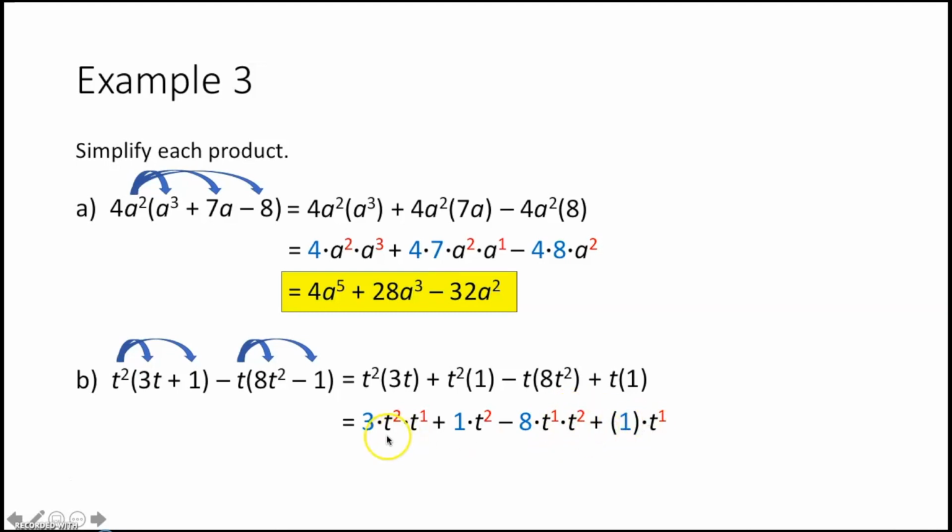So let's simplify this. This becomes 3t to the third, this becomes just t to the second, or 1t to the second, and this becomes minus 8t to the third. Lastly, we get t to the first, or just t. Now, are we done? No, we can actually simplify this further. 3t to the third we can combine with the negative 8t to the third, because those are like terms, and get negative 5t cubed. That comes first because it has the greatest degree. So in standard form, this would come first.